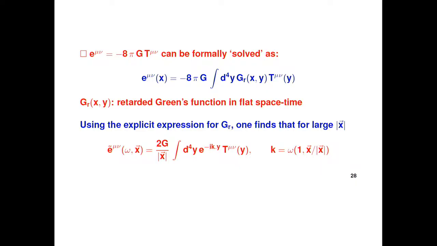One can now take the time Fourier transform, and using the explicit expression for the retarded Green's function in 4 space-time dimensions, one can show that for large x, large distance, the time Fourier transform has this structure. It is the full Fourier transform of T multiplied by this 2G over x. This is just a simple mathematical step to go from here to here. Just take the Fourier transform of this and then go to the large x limit.